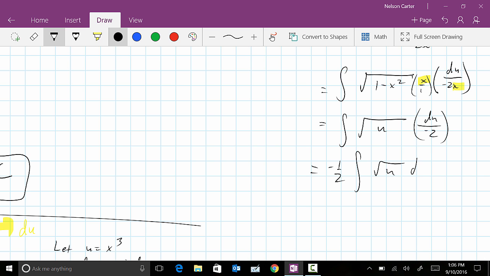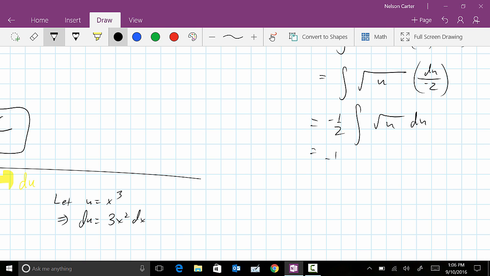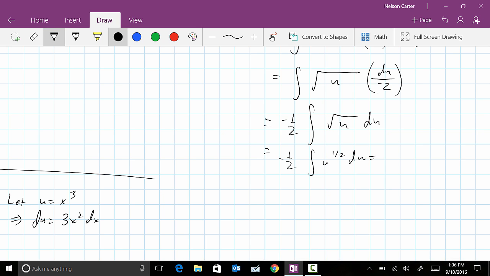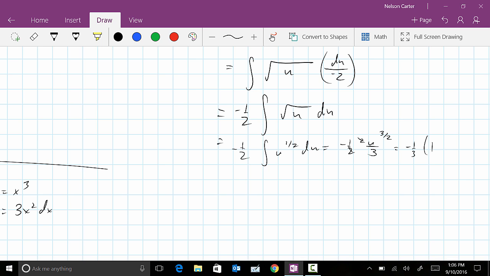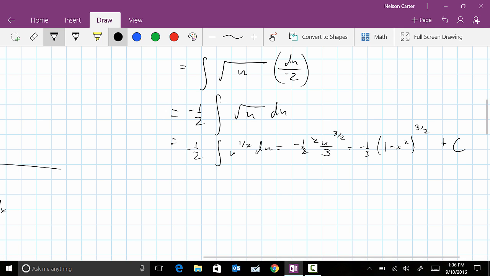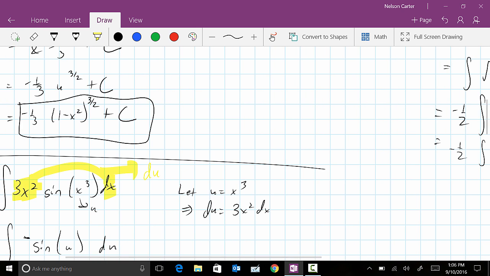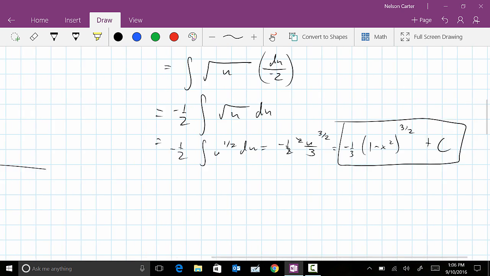So this becomes the square root of u du, and then you're just going to say, okay, that's negative 1/2 times the integral of u to the power 1/2 du, which is going to be negative 1/2 times u to the power 3/2 over 3/2. The 2's cancel, you're left with negative 1/3. And then u, which was 1 minus x squared, to the power 3/2 plus a constant. Okay. You're still going to get the same thing we got over here. And it's fine. There's nothing wrong with it.